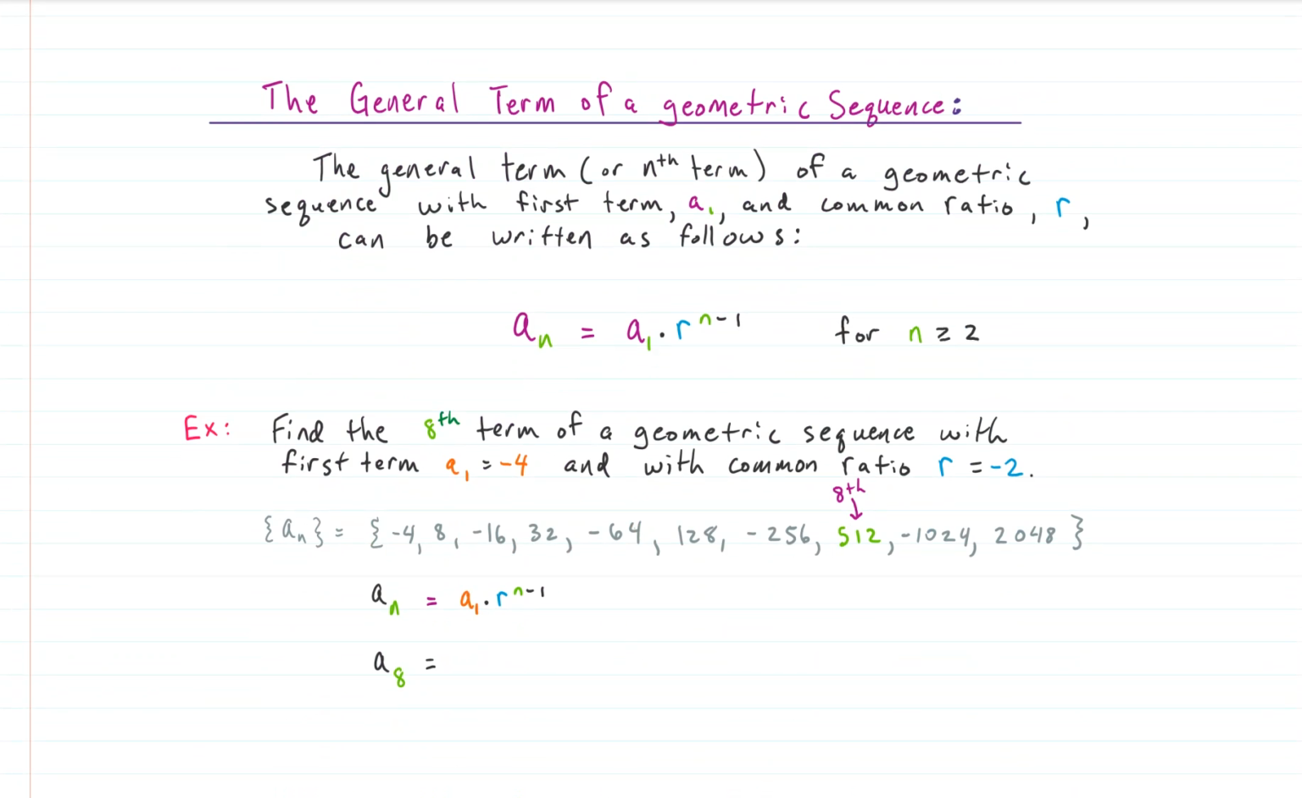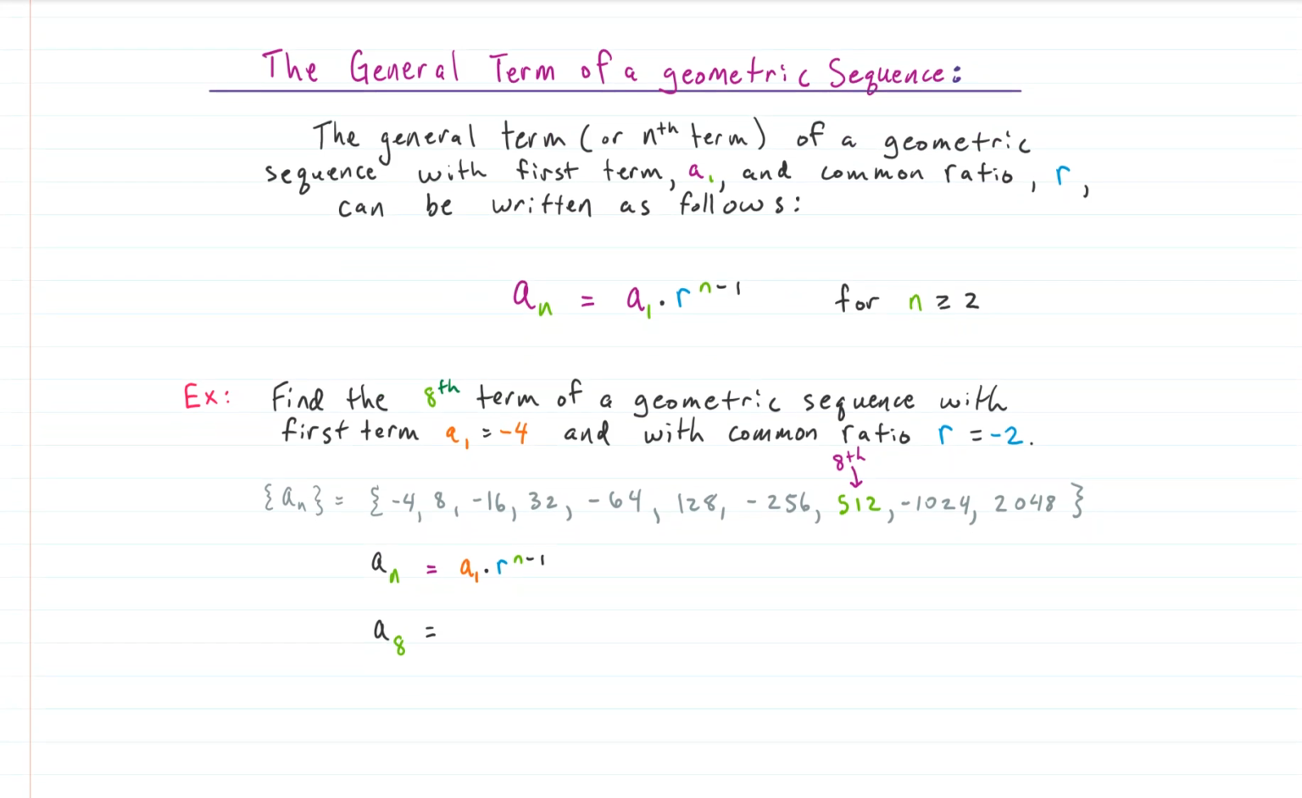The general term, or the nth term, of a geometric sequence with the first term a sub 1 and the common ratio r can be written like this: a sub n equals a sub 1 times the common ratio r raised to the n minus 1. And this works for n greater than or equal to 2 because n equals 1 is given to you in any sequence.